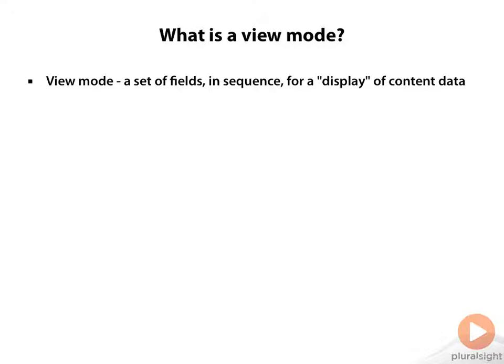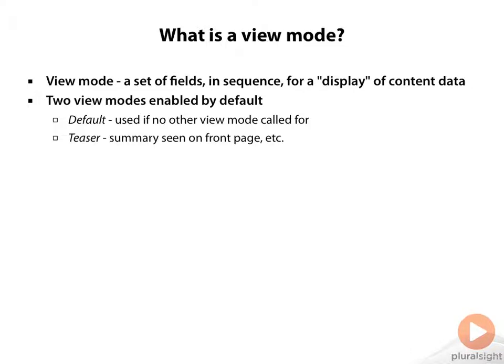A view mode in Drupal is a set of fields in sequence that are organized for a particular display of content data. By default, there are two view modes. That would be the default mode, which is the mode that's used if no other view mode is called for, and which we have been seeing already when we click through to full page display of a content node. There's also a teaser view mode, which we've been seeing when we look at the front page.